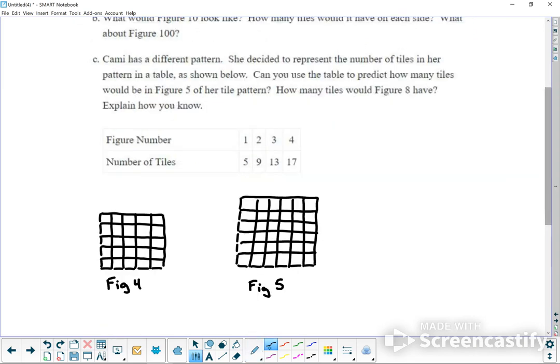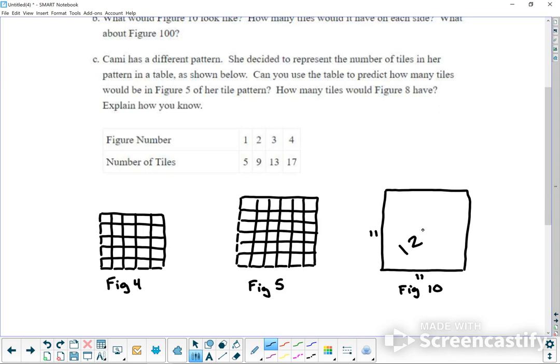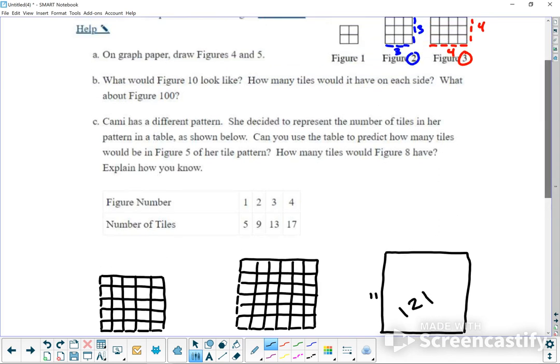Figure 10 would be, so if I was going to do this, I'm just going to kind of eyeball it, or generalize it. Figure 10, okay, it's going to have a side that's 11 by 11, because remember we talked about it, it has one more number than the figure number. So figure 10 is going to be an 11 by 11 square, which total is going to be 11 times 11 is 121. Okay, so you can explain that.